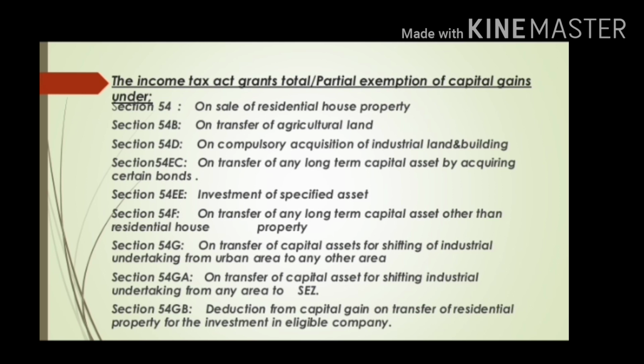And the last section is section 54GB. It's a new section. In this we are going to discuss deduction from capital gain on transfer of residential property for the investment in an eligible company.